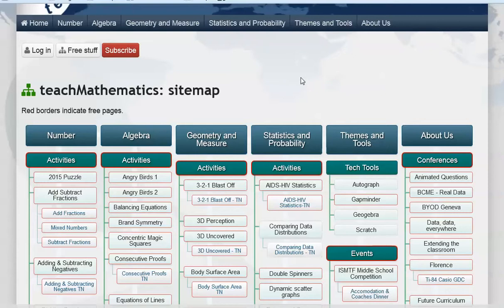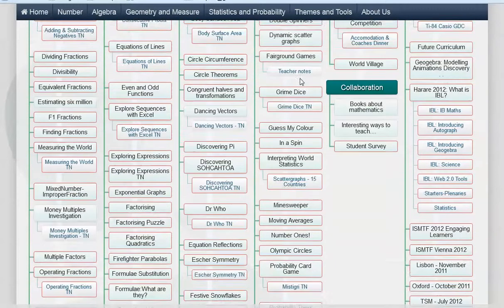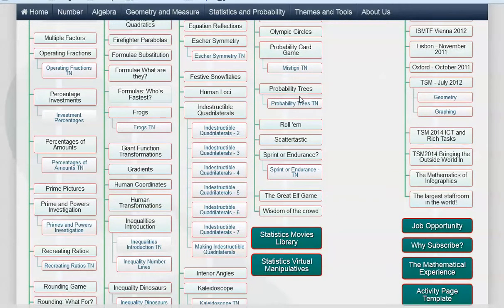Our sitemap gives you a quick overview of all the things there are on the website. You know, some of the activities are simple, some are complex, some are short, some are long, some involve computers, and some don't. But we like to think that they're all worth doing.